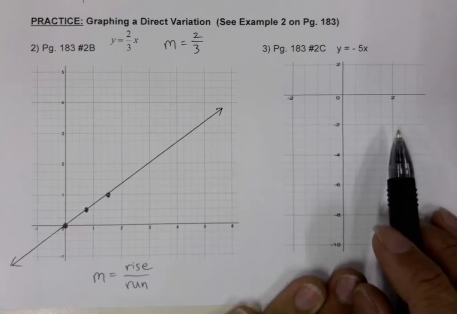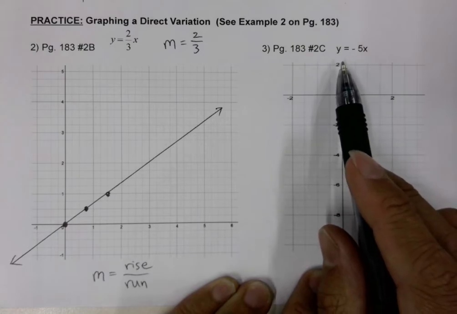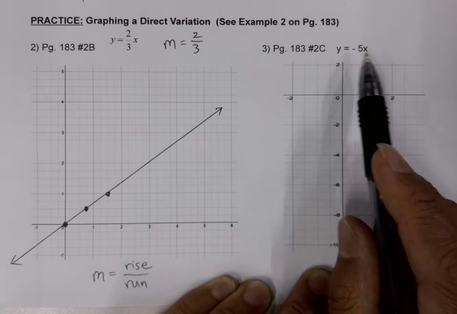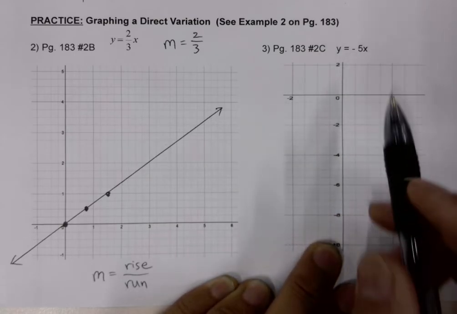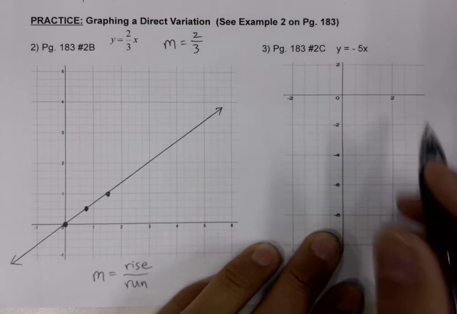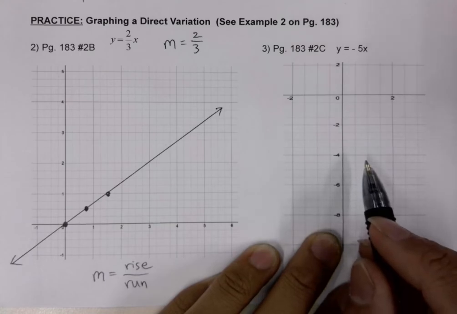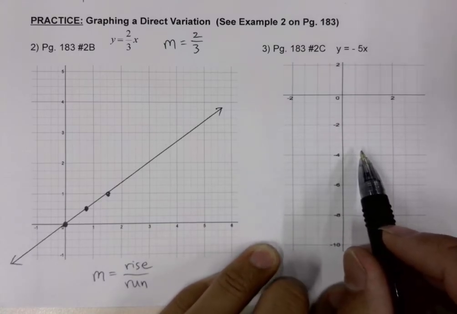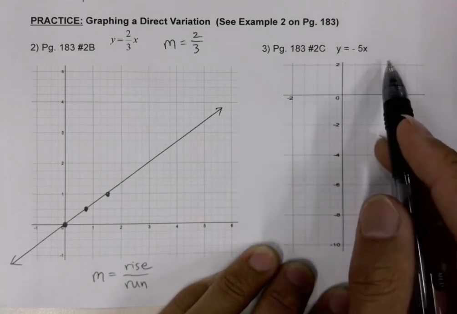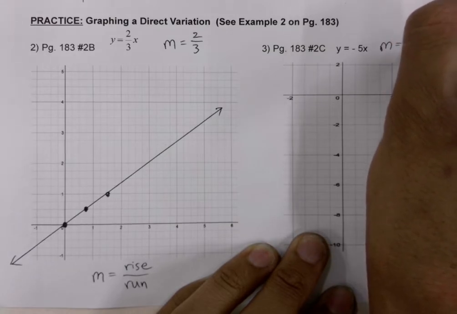Let's go ahead and use the same technique for problem number 3. Again, we're given a direct variation in the form y is equal to k times x. In this case, our k is -5. As shown in the previous problems, k is equal to the slope of the line when given a direct variation. So our slope m is equal to -5.